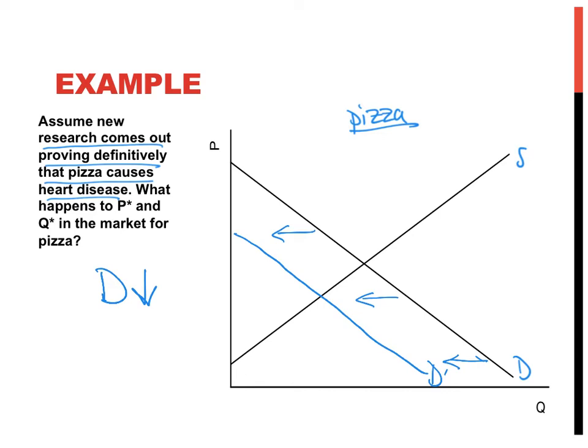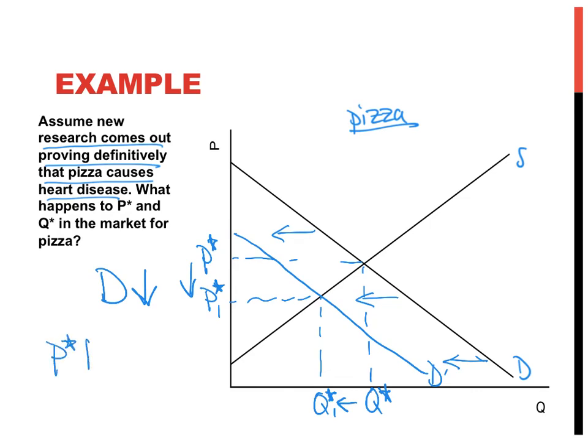And so now we want to think about, how is that going to affect the equilibrium price and quantity? Well, originally, we had P star, Q star as our price and quantity. Now, that decrease in demand, the price has fallen, and so has the quantity. So the equilibrium price has decreased, and the equilibrium quantity has also decreased.